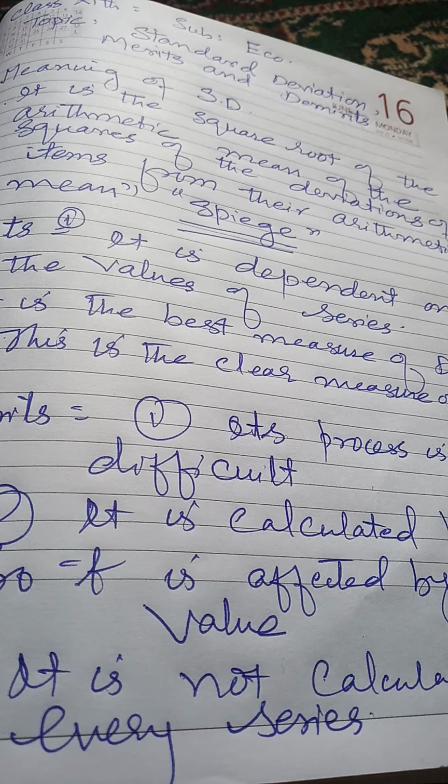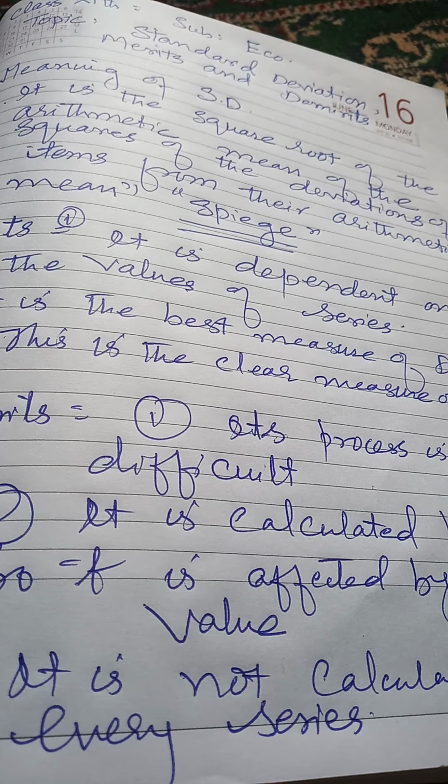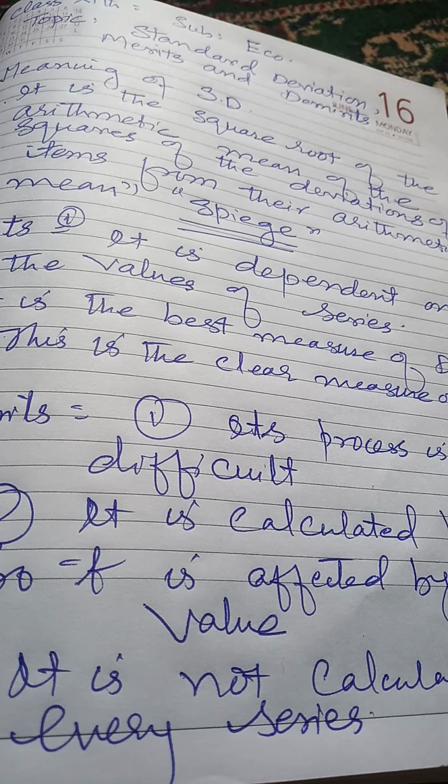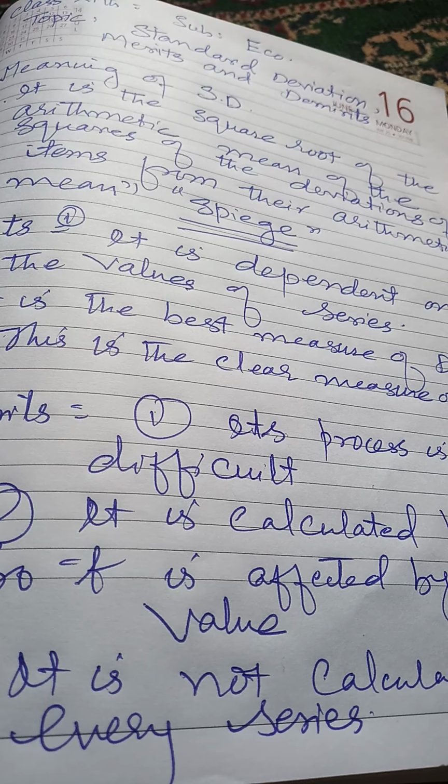Now, let us try to know the meaning of standard deviation. Various statisticians have defined it in different ways. So far as Spaghi is concerned, he defines standard deviation as the square root of the arithmetic mean of the squares of the deviations of items from their arithmetic mean. What is standard deviation? It is the square root of the arithmetic mean of the squares of the deviations of the items from their arithmetic mean. That is what is called standard deviation.